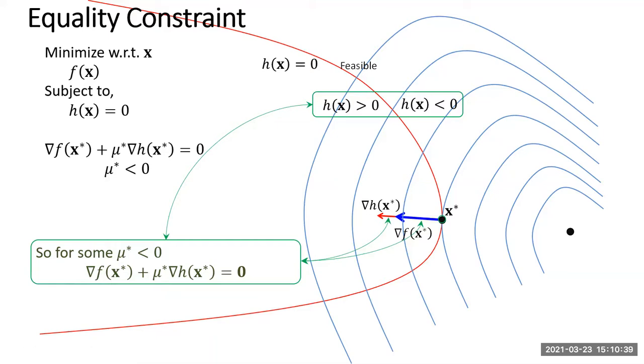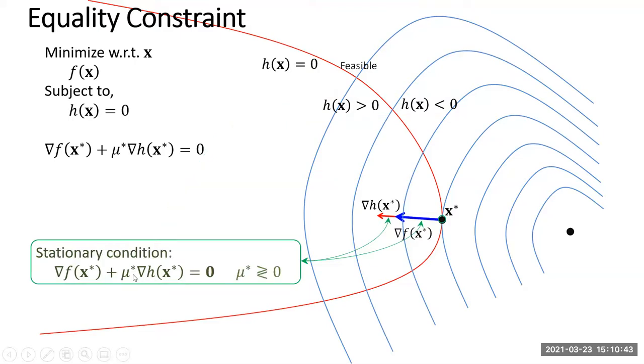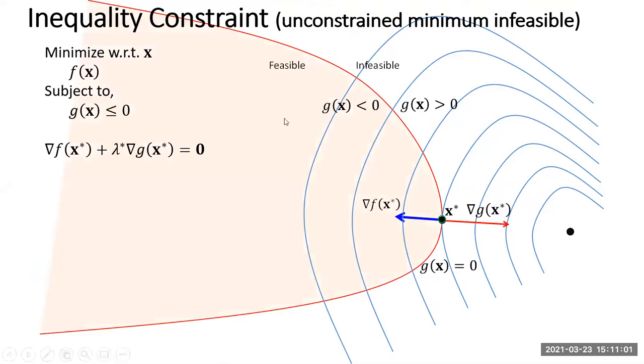Okay, now let's look at inequality constraints. So this is the stationary condition: del f plus mu star del h equals 0, and mu star can be less than or greater than 0.